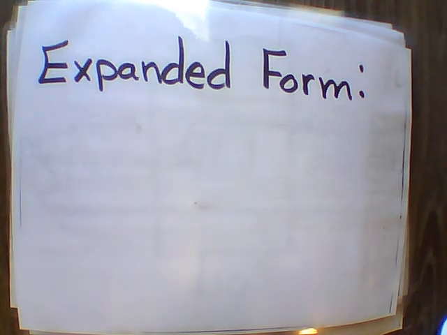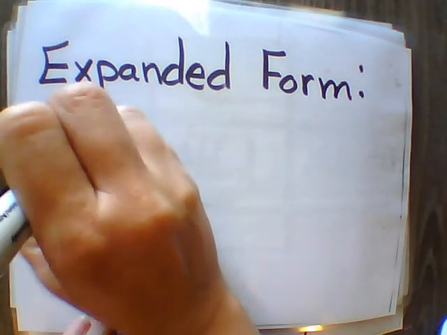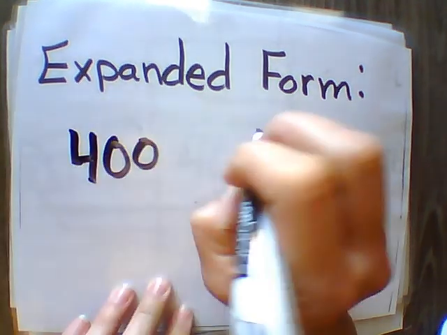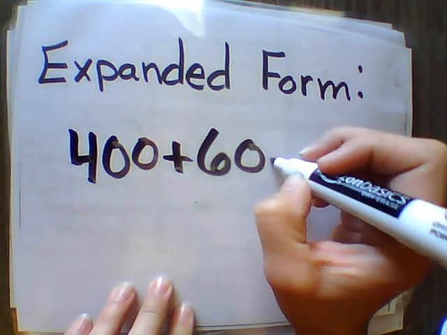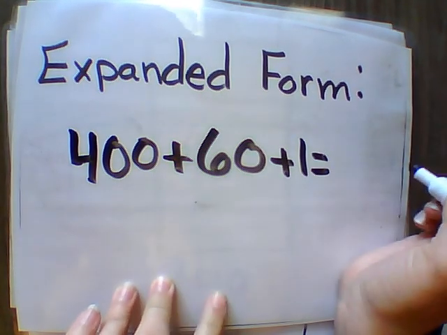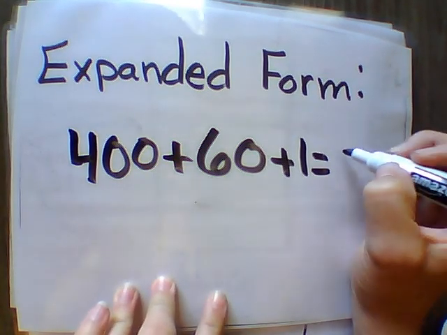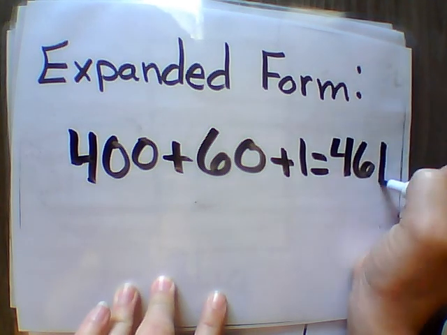All right. So we had 400 plus 6 tens, which was the same as 60, plus 1. So 460 plus 1 is 461.